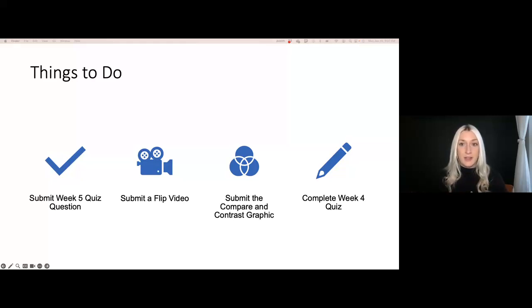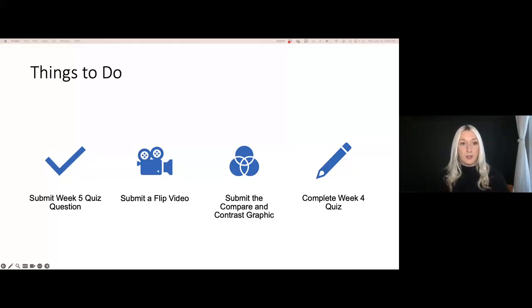For those who are less creative like myself, I put two very basic, simple graphics that you can use, the Venn diagram, and another sort of tree diagram that branches out if you're someone who would rather just write the information up. But if you're someone who's a little bit more artistic, you can use pictures, clip art, whatever is meaningful for you so that you can demonstrate to me that you understand this week's material.